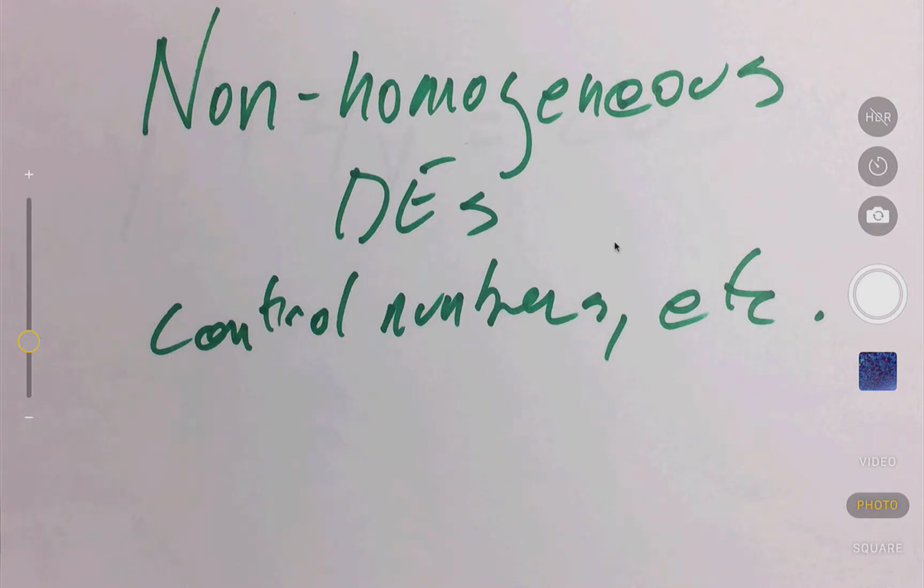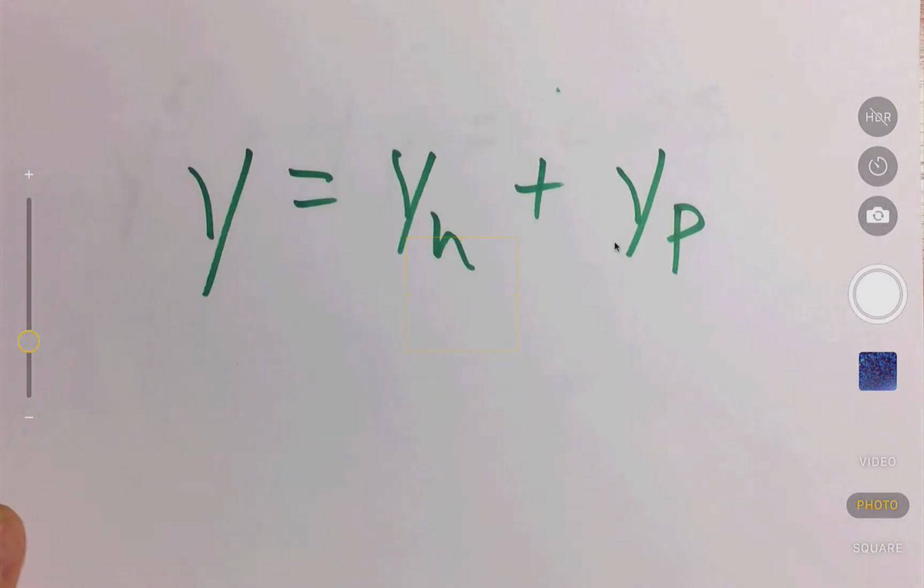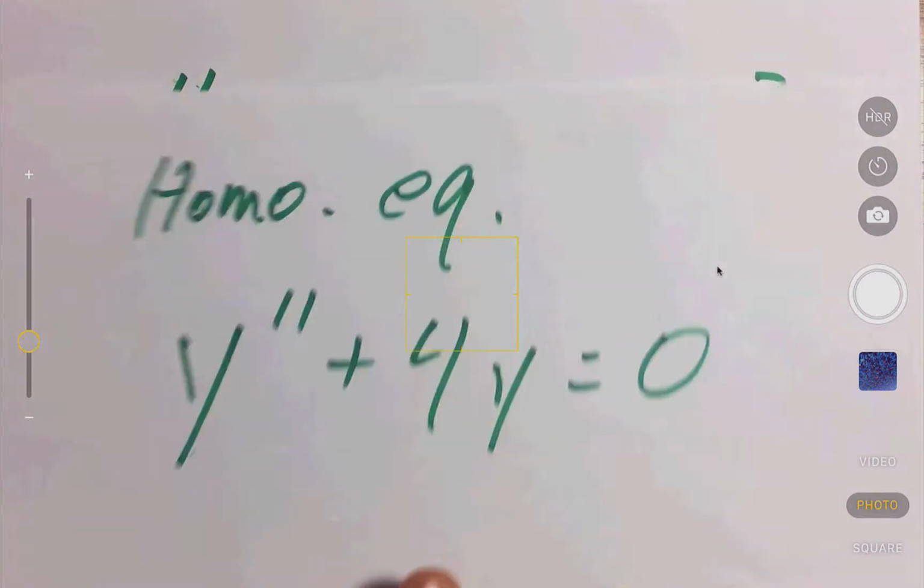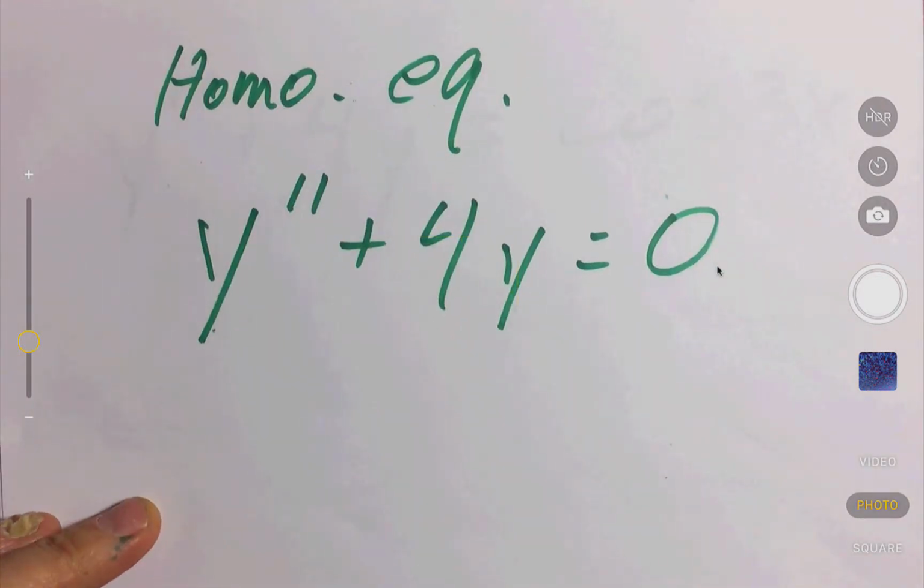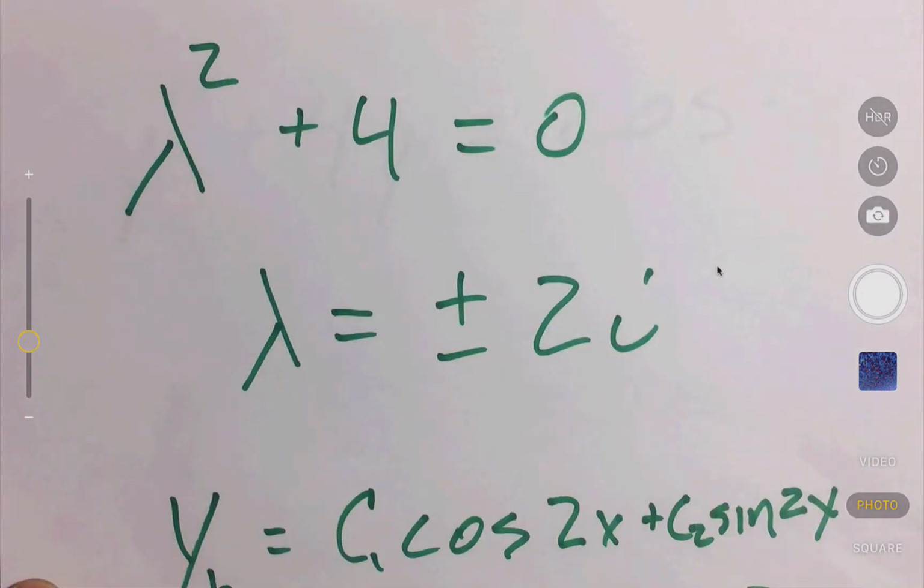We'll do some more examples in non-homogeneous differential equations and how to use the rules to find a particular solution. Now, using our superposition rule, we know that we need to look for a homogeneous solution and a particular solution, and our general solution will be the sum of these. Now, the homogeneous equation is this, and to solve that, we write down the characteristic equation. Here we get imaginary roots, which give us sinusoids.